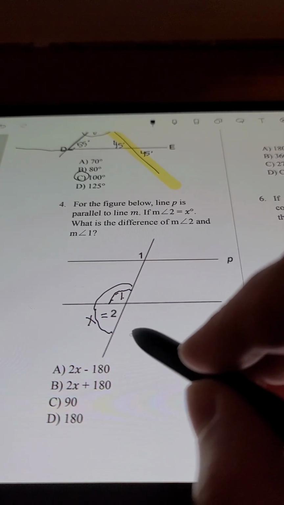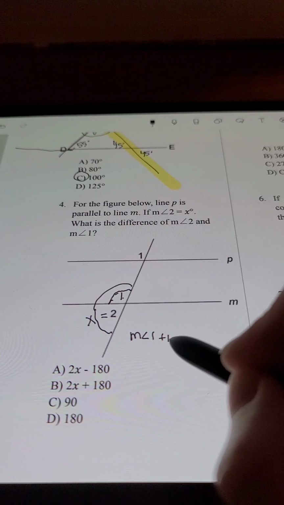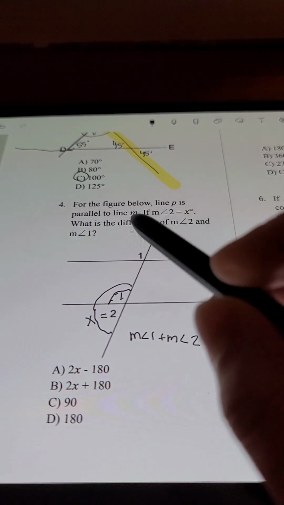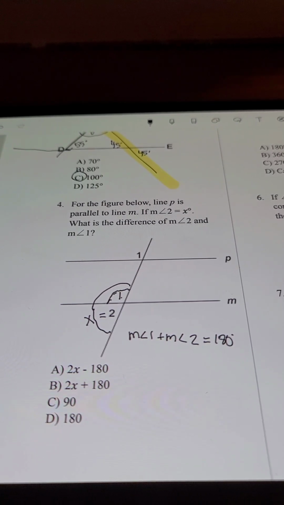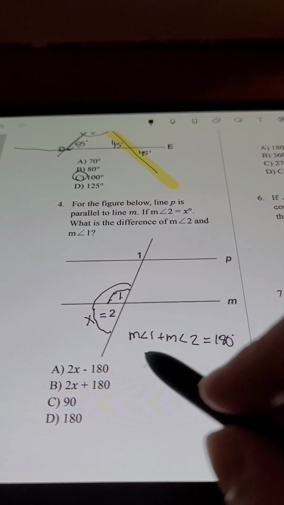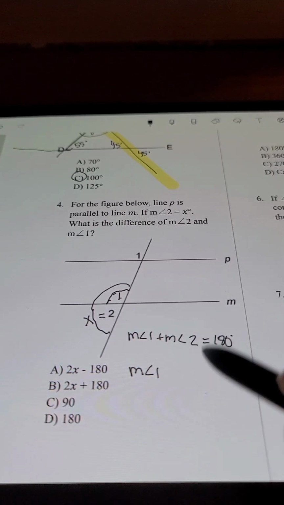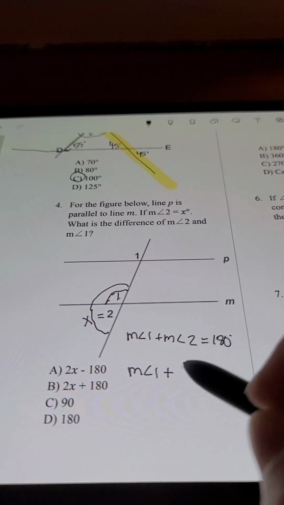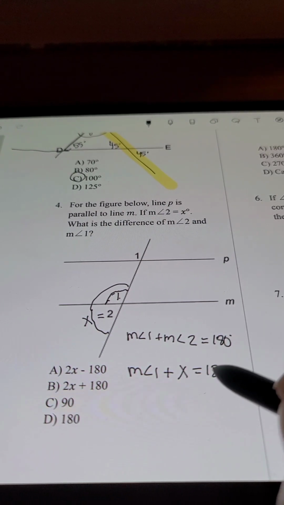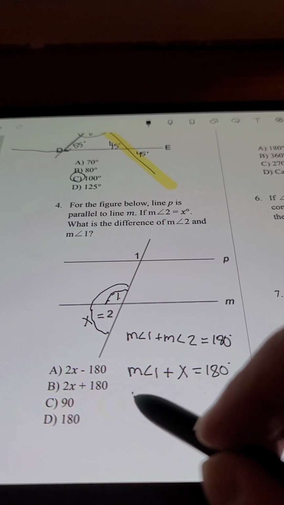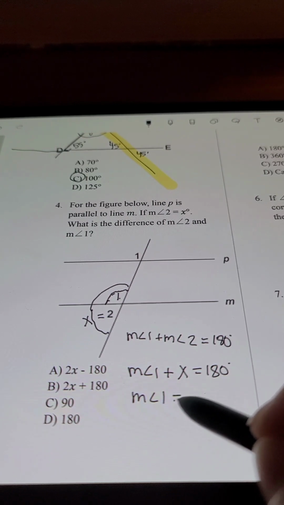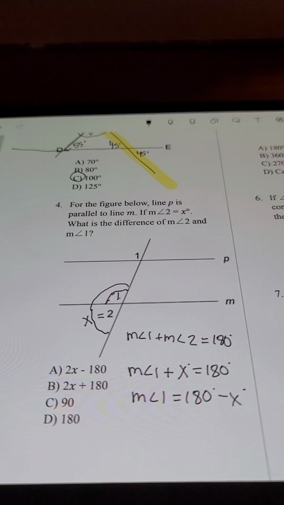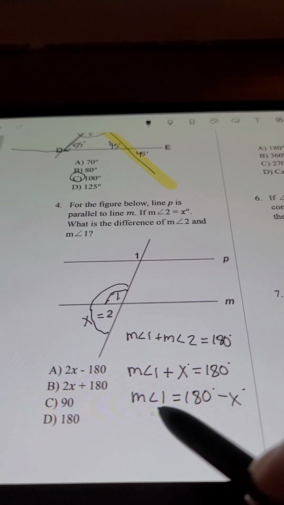So let's write that out. Measure of angle 1 plus measure of angle 2 equals 180 degrees. Now we want the difference between these. So let's rewrite this in terms of x. So let's say measure of angle 1 plus, instead of measure of angle 2, I'm going to write x, is equal to 180 degrees. So now I'm going to get measure of angle 1 by itself by subtracting x from each side. So that's going to give me 180 degrees minus x degrees. So that's equal to measure of angle 1.